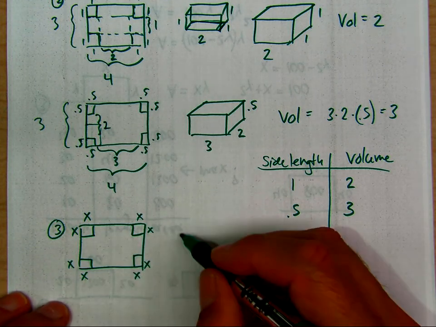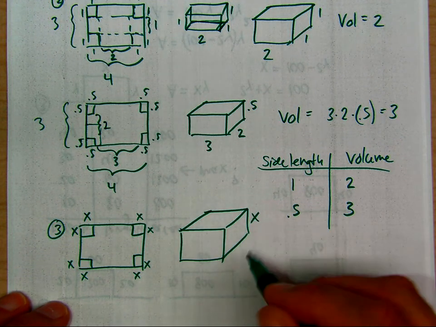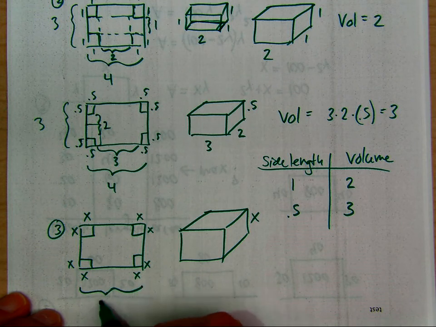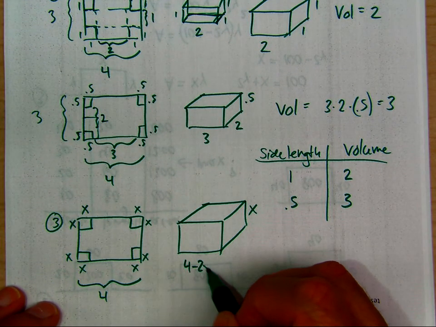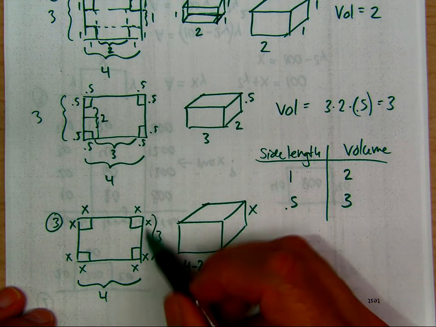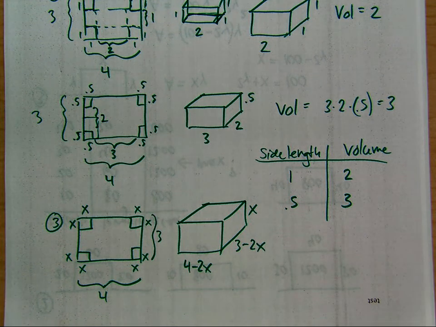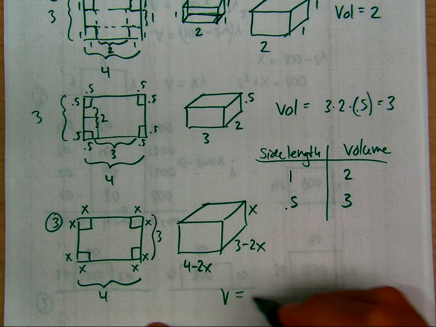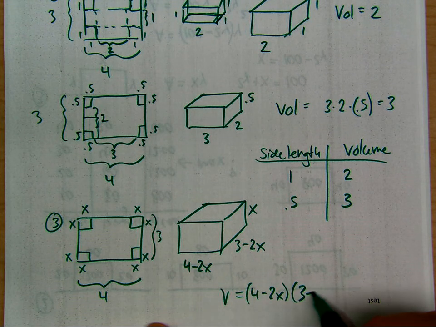When we fold it up, we know that the height is x, and then this started out as a 4, but we cut out 2 x's. So this is 4 minus 2x. And this started as a 3, but we cut out 2 x's, so that's 3 minus 2x. So that now we can write a formula for the volume depending on x, and the volume will be 4 minus 2x, 3 minus 2x, times x.